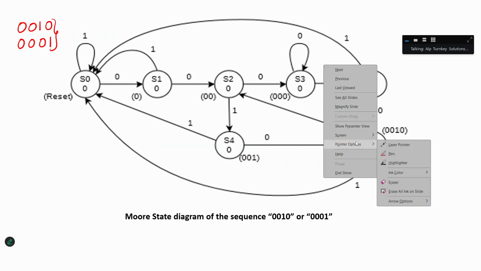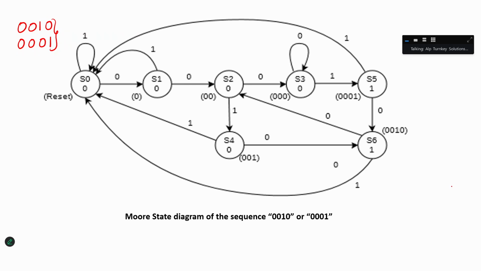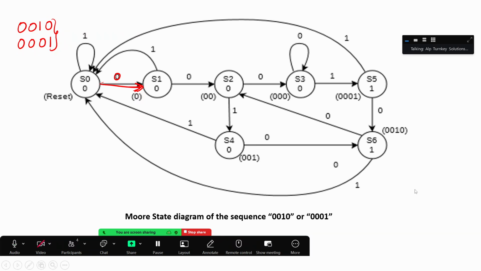So next you see, you are at the reset state, so you are expecting 0. If it is 0, it will go to the next state. Okay. Am I audible? Give response. Yes, sir. Okay.